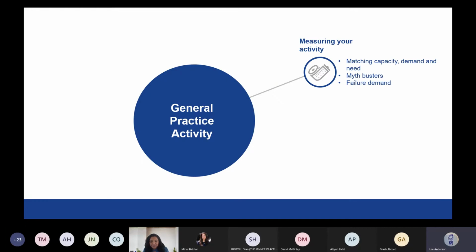So that's all from me. I'm going to hand over to Tom, who's going to be talking to you about measuring your activity. Thank you. Thanks, Mira. That was really helpful. Yes, so I'd like to introduce Tom.